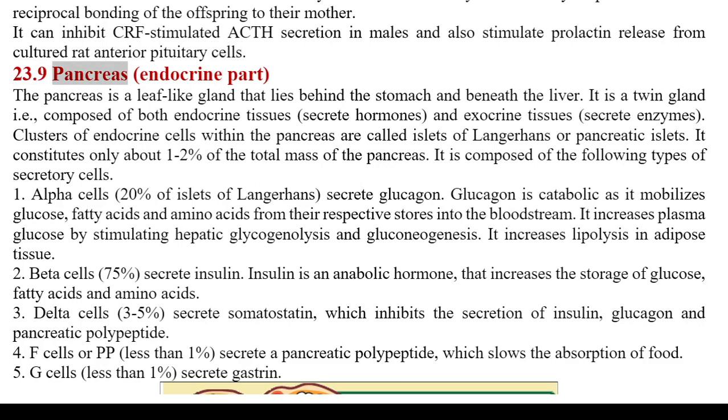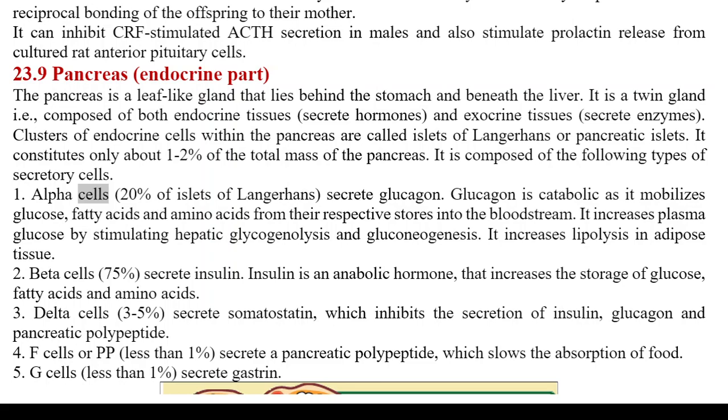23.9 Pancreas, endocrine part. The pancreas is a leaf-like gland that lies behind the stomach and beneath the liver. It is a twin gland, i.e., composed of both endocrine tissues, which secrete hormones, and exocrine tissues, which secrete enzymes. Clusters of endocrine cells within the pancreas are called islets of Langerhans or pancreatic islets. They constitute only about 1 to 2% of the total mass of the pancreas. They are composed of the following types of secretory cells.